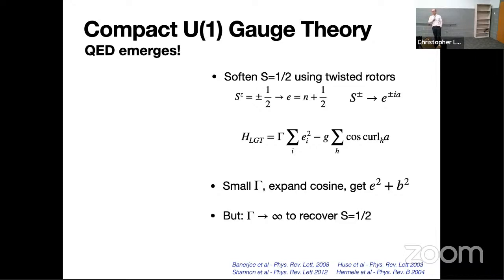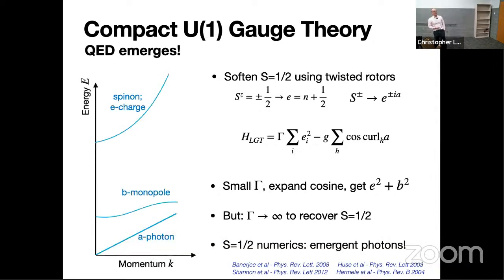But remember, what did I do? I softened my S is half constraint. To recover the S is half, I need to take gamma to infinity, so that I don't actually use anything except for E is plus or minus a half. So this argument is a little suspect. Nonetheless, it's helpful because it gives you morally the right answer, which was shown by a number of these papers from now 15 years ago.